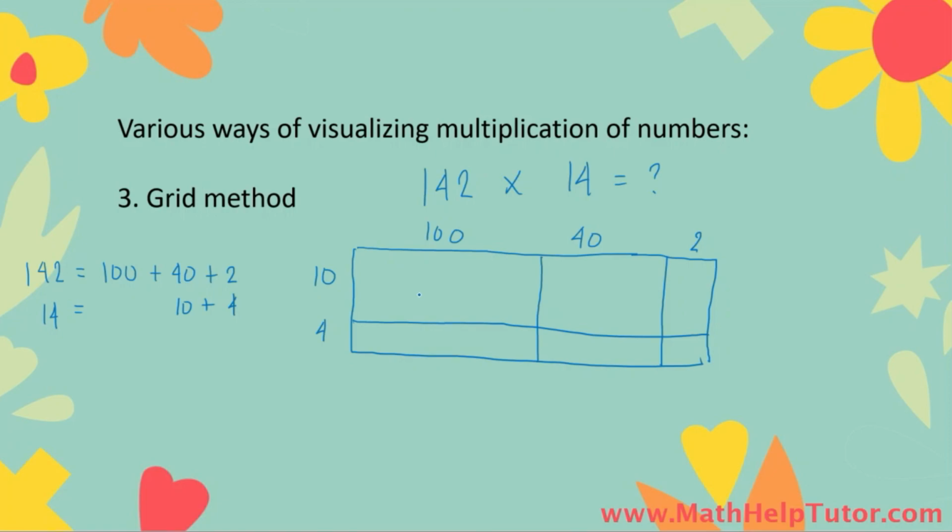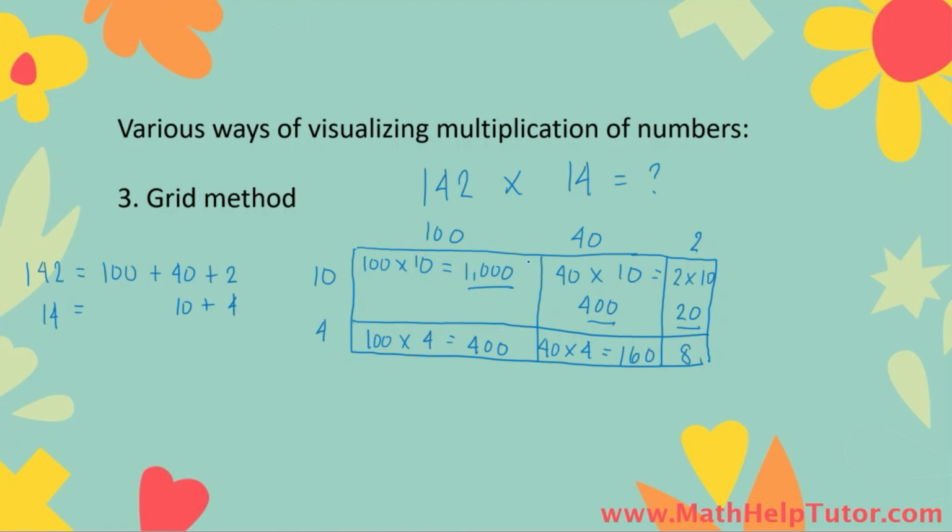So to get the area, or the number of squares in this region, we just multiply 100 by 10, which is equal to 1000. The area in this region is 40 times 10, which is equal to 400. The area of this region is 2 times 10, which is 20. The area of this region is 100 times 4, which is equal to 400. The area in this region is equal to 40 times 4, which is equal to 160. And the area in this region is 4 times 2, which is equal to 8.